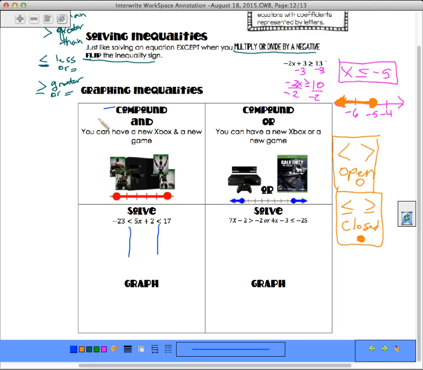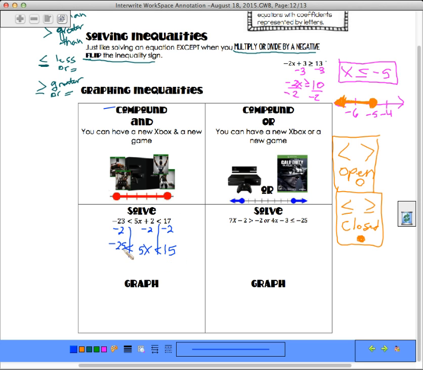Okay. So looking here, I have a plus 2. To get rid of the plus 2, I'm going to subtract 2. But whatever I do in here, I have to do on both sides. So I'm going to subtract 2 over here and subtract 2 over here. It's going to give me negative 25. Keep your symbol. Please don't change this to an equal sign. This is not an equal sign. So that's less than 5x, which is less than 15.